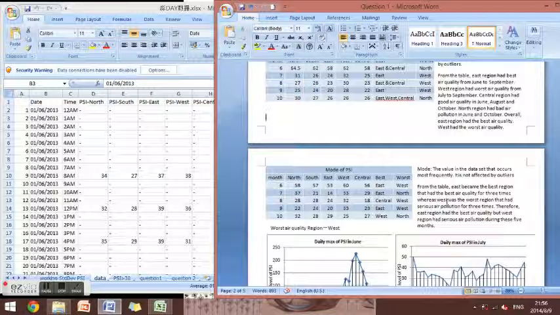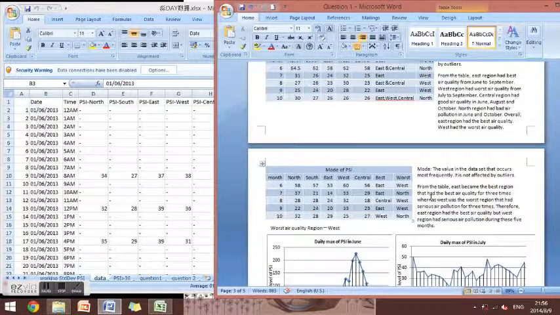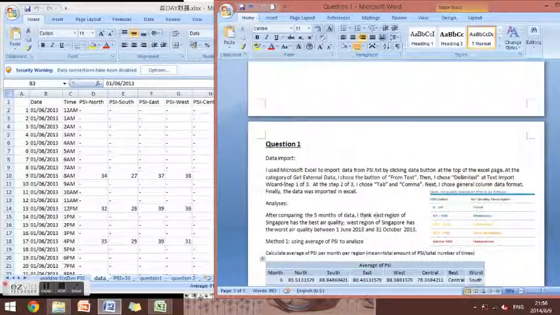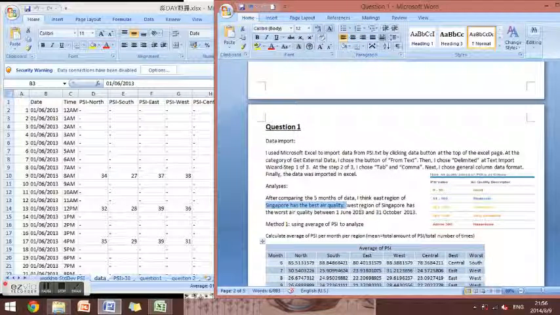The mode of PSI, the value that occurs most frequently in the data set, is not affected by outliers. From the table, the Eastern region is the best region for air quality three times, which are June, July, and September. However, the Western region has the worst air quality in June, August, and September. So, I think the East region of Singapore has the best air quality.